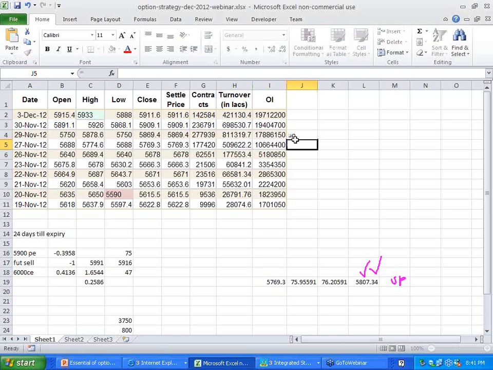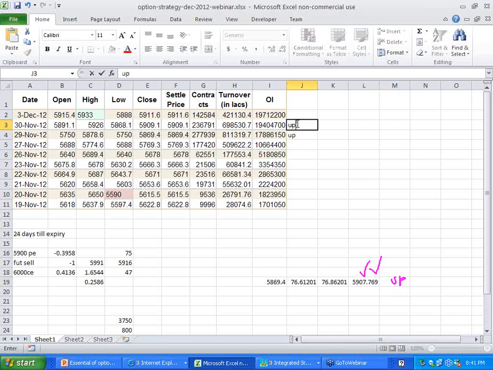This confirms an uptrend for me. I am not entering the trade; I am just testing it. Second, I have tested with 5869.4. This says that if on 30th November it is closing above 5908, then it is an uptrend.